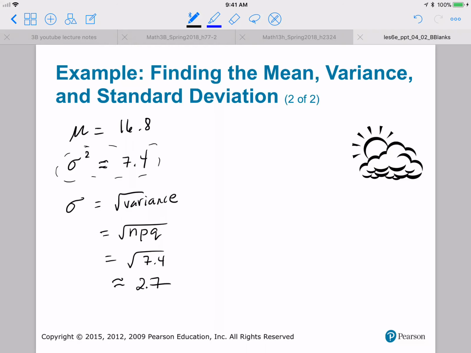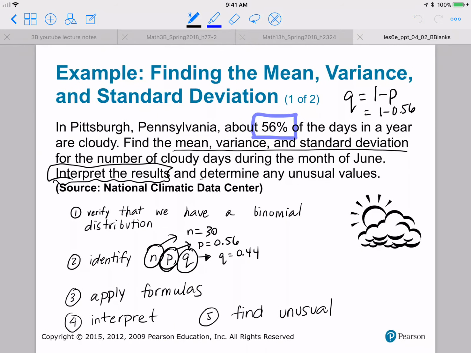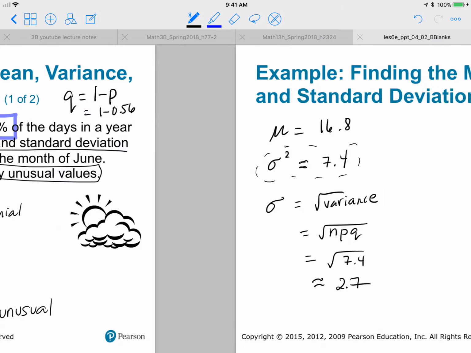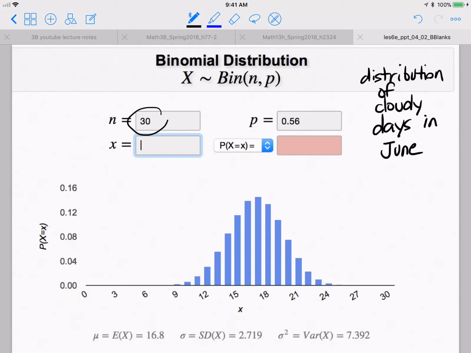Now, the last thing that we're going to do is to interpret the results and determine any unusual values. Okay, so what I have here is a graph of the distribution of cloudy days in June, based on the fact that we've got 30 days in June and 56% of the days in a year are cloudy in Pittsburgh. This is all in Pittsburgh.